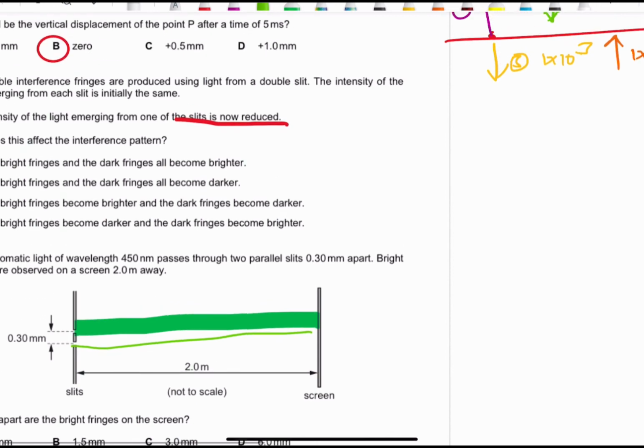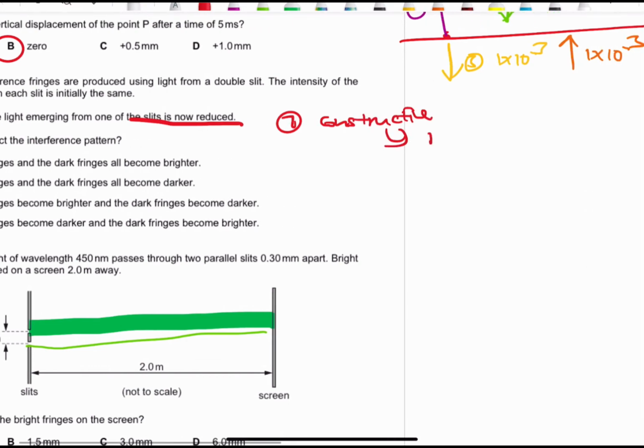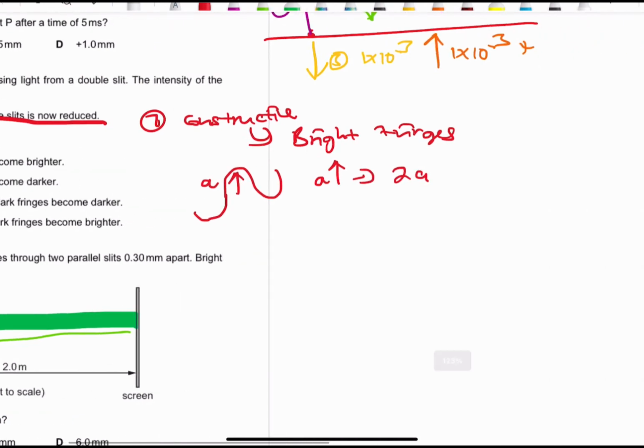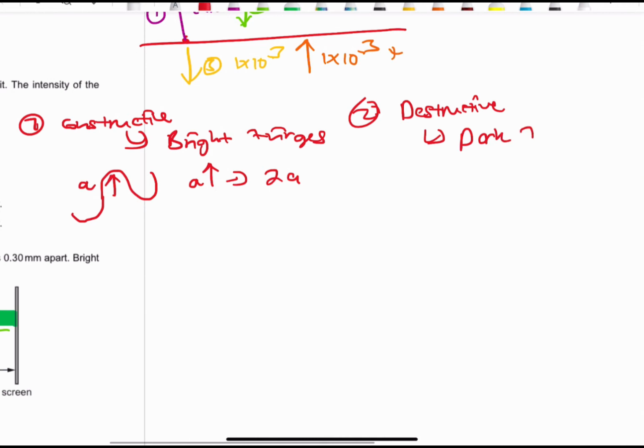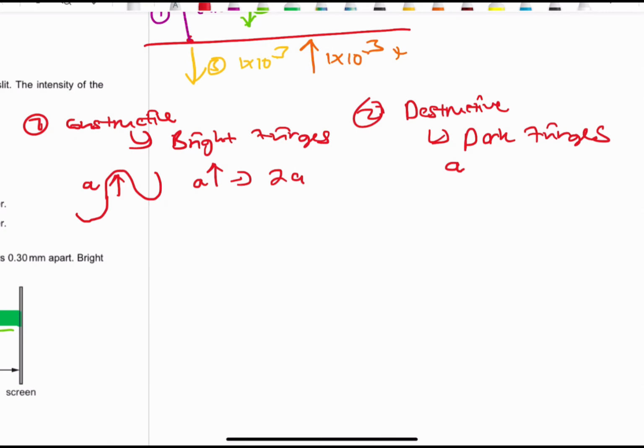Let's look at this. How does interference occur in the first place? We have two kinds of interference. We have constructive interference, which results in bright fringes occurring, right? If you have a wave with amplitude A and another wave with amplitude A, they'll add up and give you 2A. Number 2, it can also be destructive. How does destructive work? This results in formation of dark fringes. If you have a wave with an amplitude of A and another wave with an amplitude of A, those two subtract, they give you an amplitude of 0.